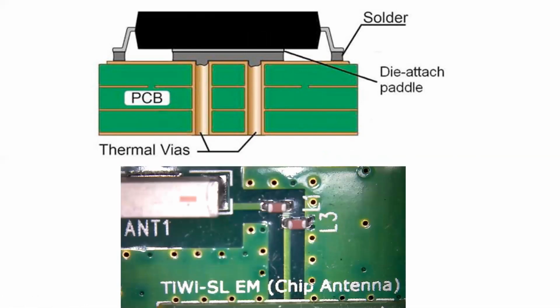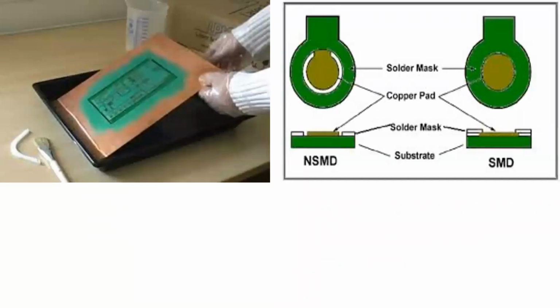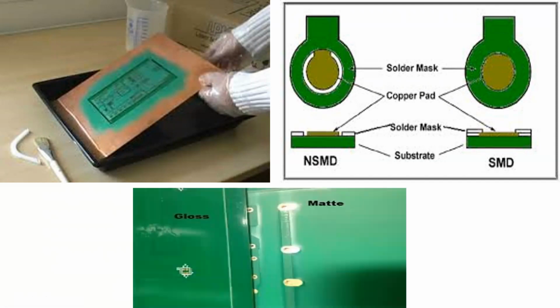One more PCB you can see over here. This one is the solder mask. This is the solder mask. This is the copper pad solder mask. This one is the substrate. This is the gloss and matte type.